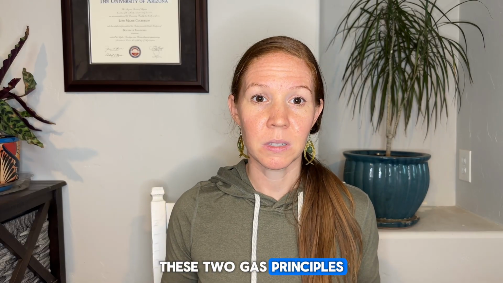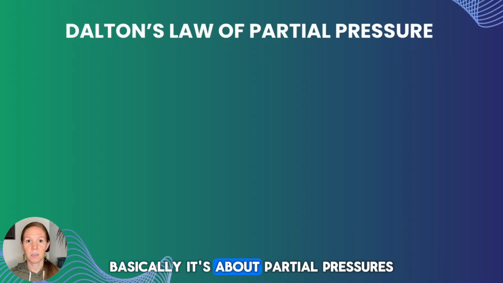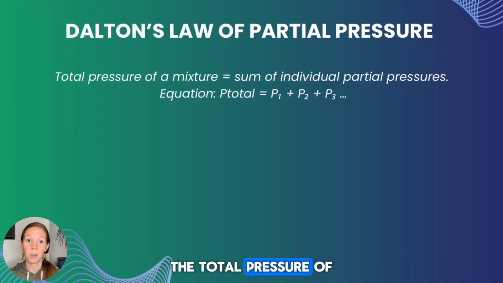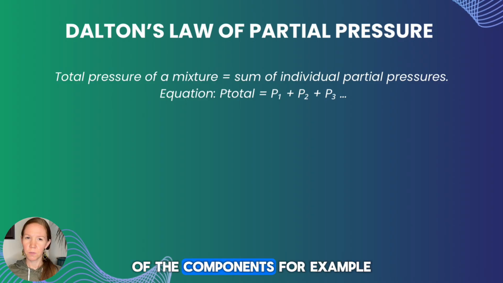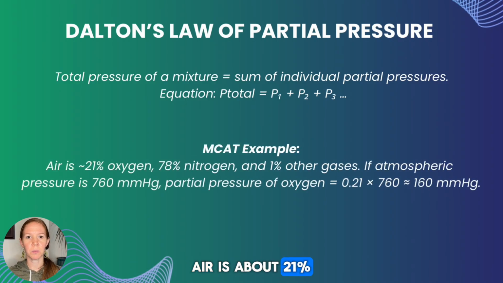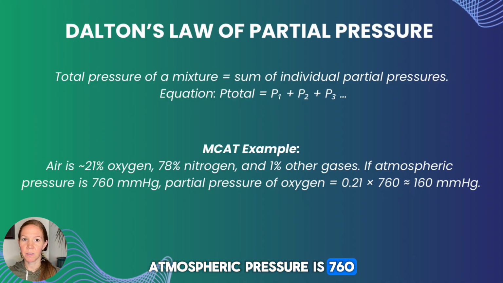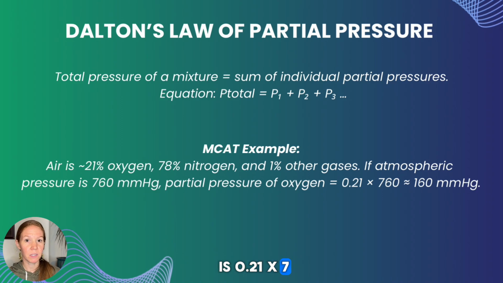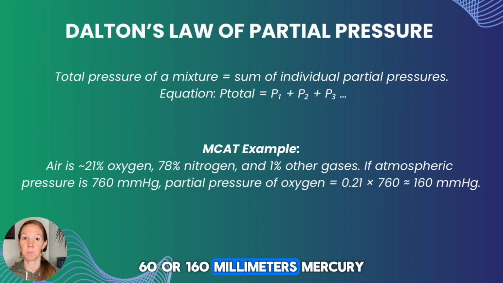We also have Dalton's law and Henry's law. These two gas principles do show up a lot on the MCAT. Basically, it's about partial pressures. The total pressure of a mixture is just the sum of the individual pressures of the components. For example, air is about 21% oxygen, 78% nitrogen, 1% other gases. If atmospheric pressure is 760 millimeters mercury, partial pressure of oxygen is 0.21 times 760, or 160 millimeters mercury.